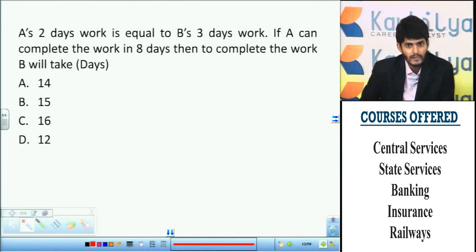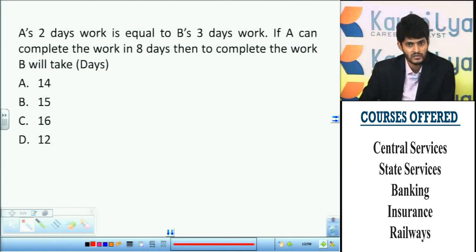The reason being, in time and work you can have multiple approaches of solving a single problem. Now you look at this problem. A's 2 days work is equal to B's 3 days work. So the basic of time and work goes this way. Whenever I am doing a time and work problem, the basic assumption that I make is all these people who are mentioned in this problem are more like robots. That means they are equally efficient on every day that we are considering.